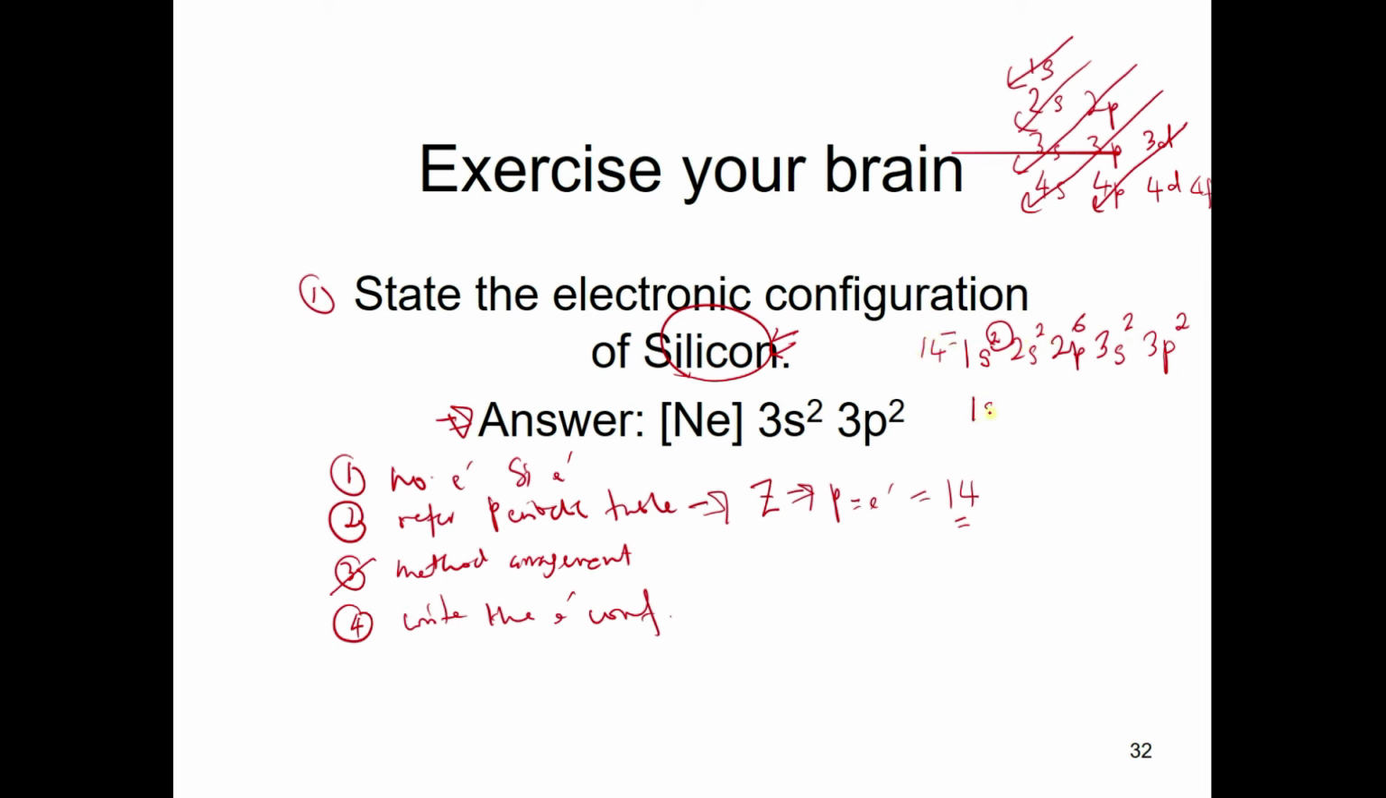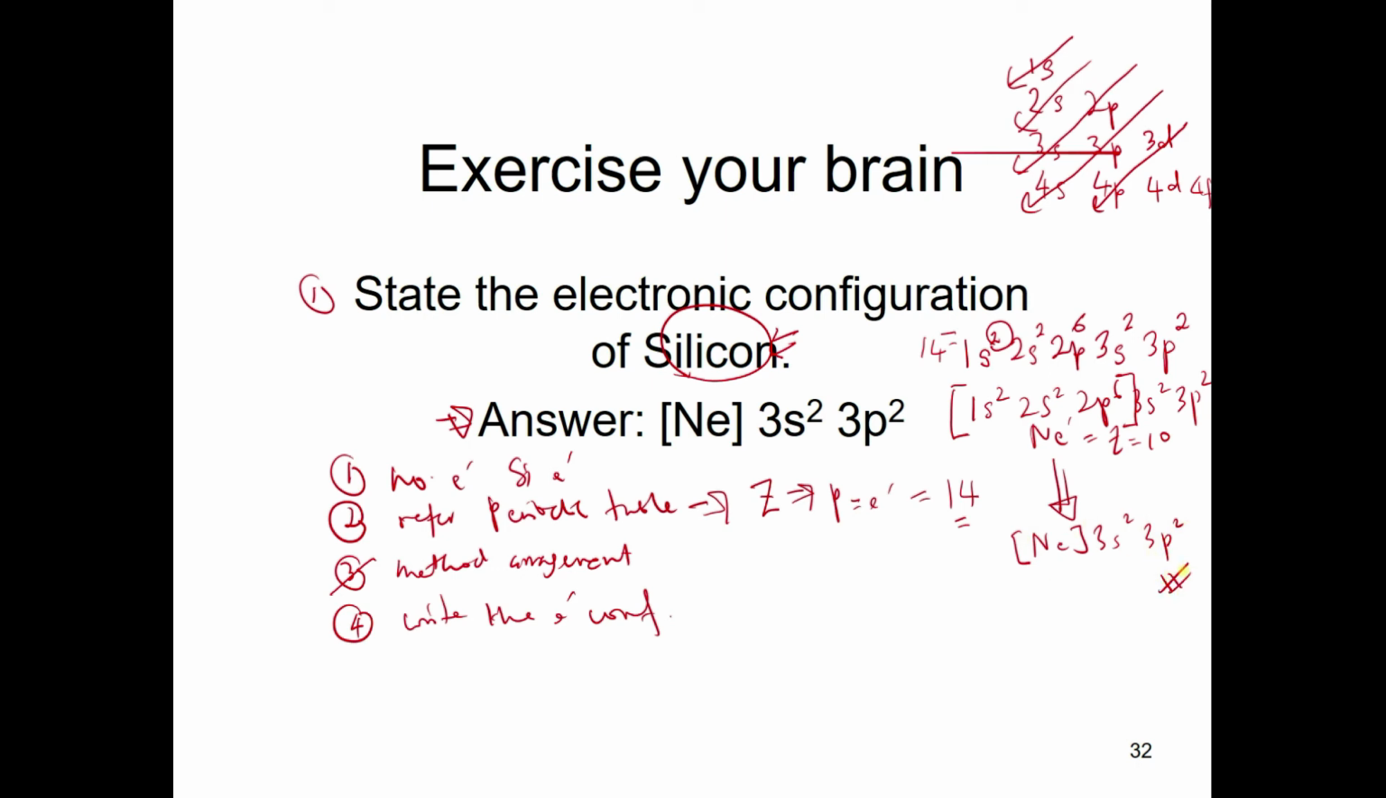So you can write this as 1s2, 2s2, 2p6, 3s2, 3p2. Or in short, because 1s2 2s2 2p6 is the electronic configuration for neon, which has Z equal to 10, you can write it as neon electronic configuration, 3s2 3p2. So this is the answer for this particular question.